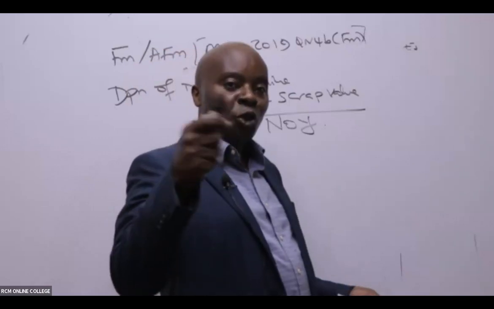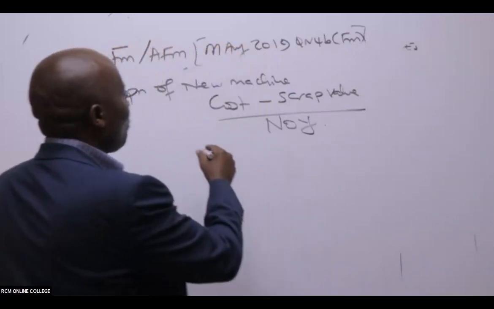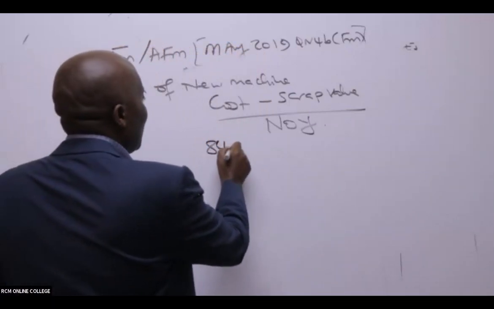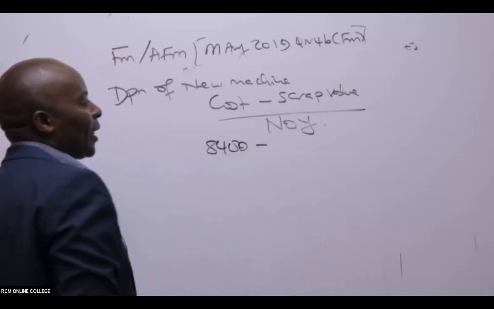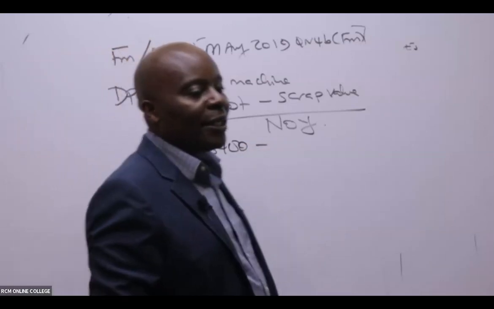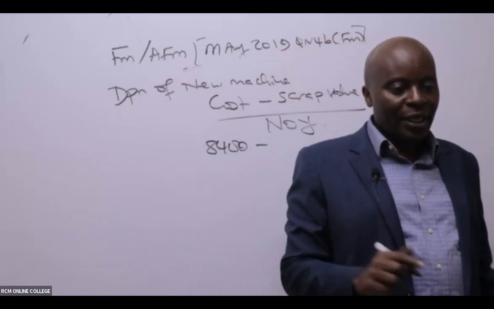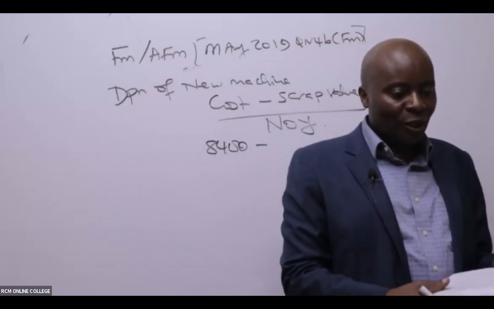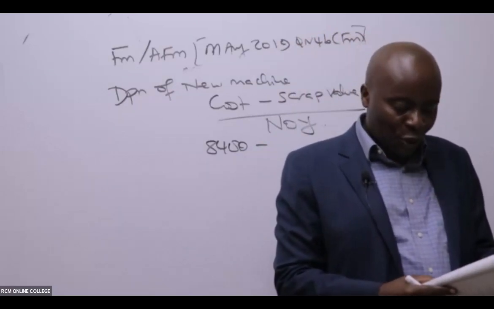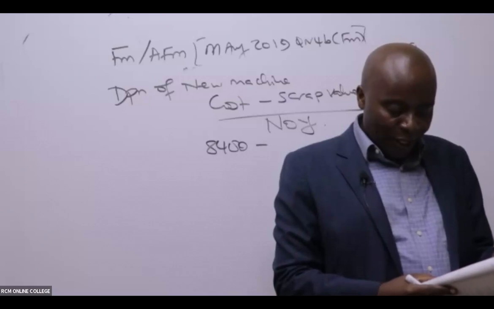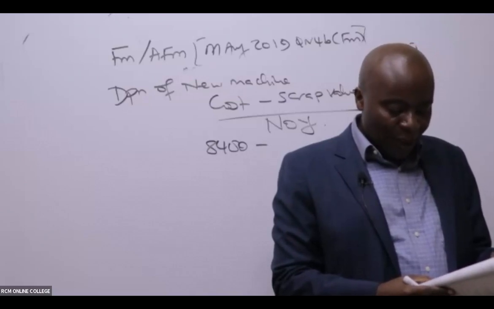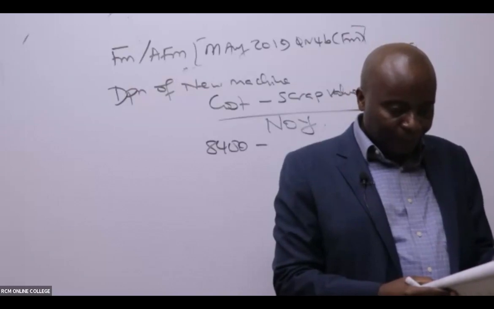And I would want us to chop the 3 zeros. So this becomes 8,400 minus my scrap value. Does it have any scrap value? They've told us that this will be scrapped at, is it 2,500? The new machine, are you sure that the new machine will be going for 2,500? They're saying 250, the new machine.